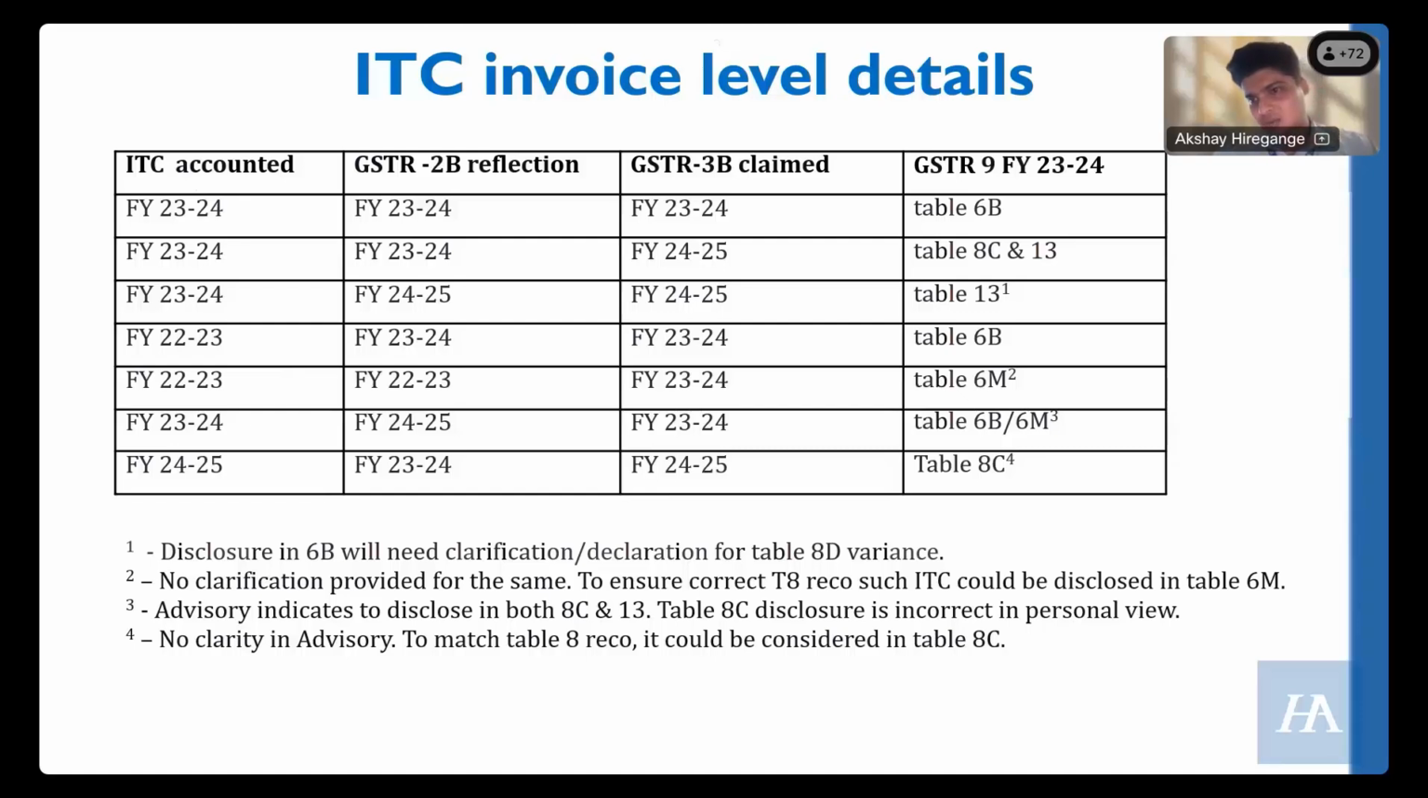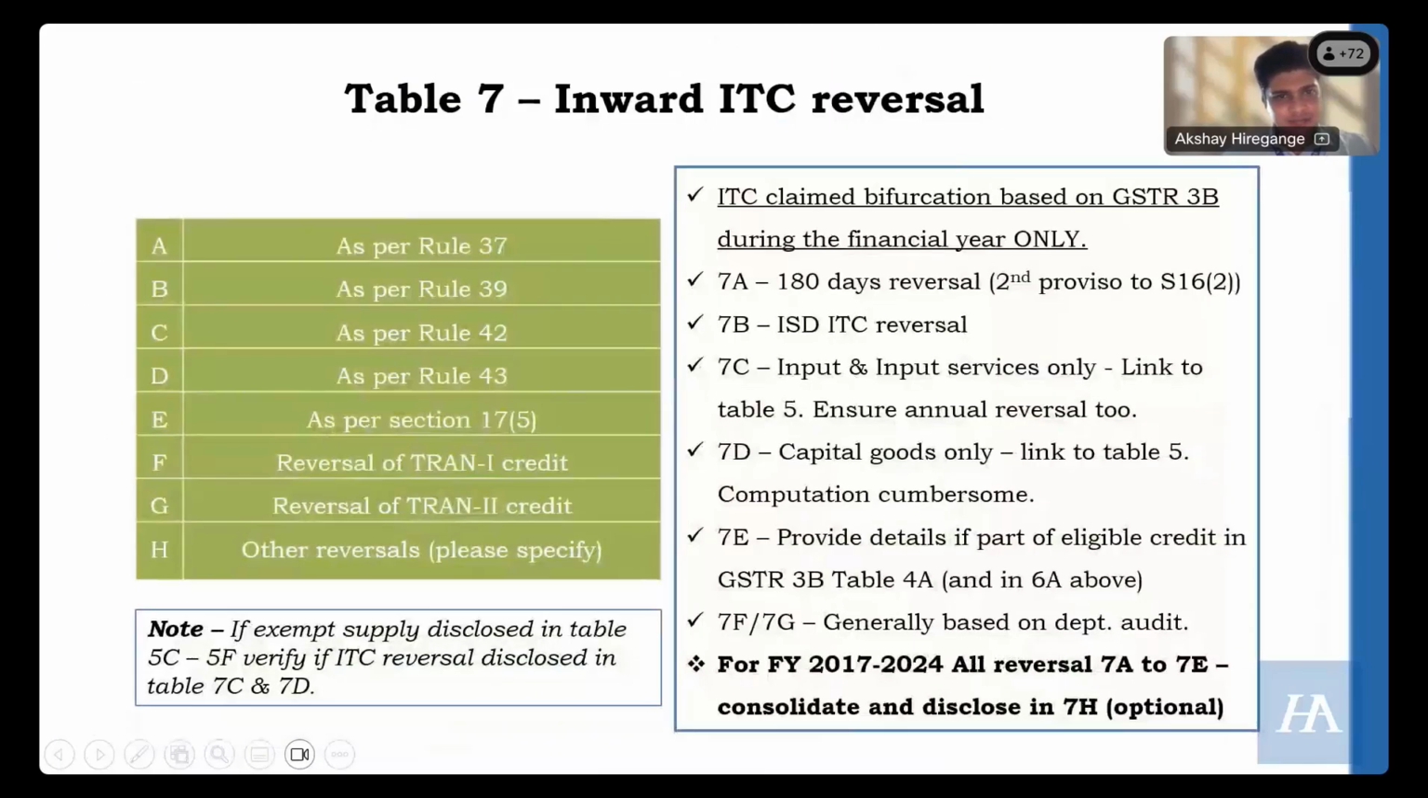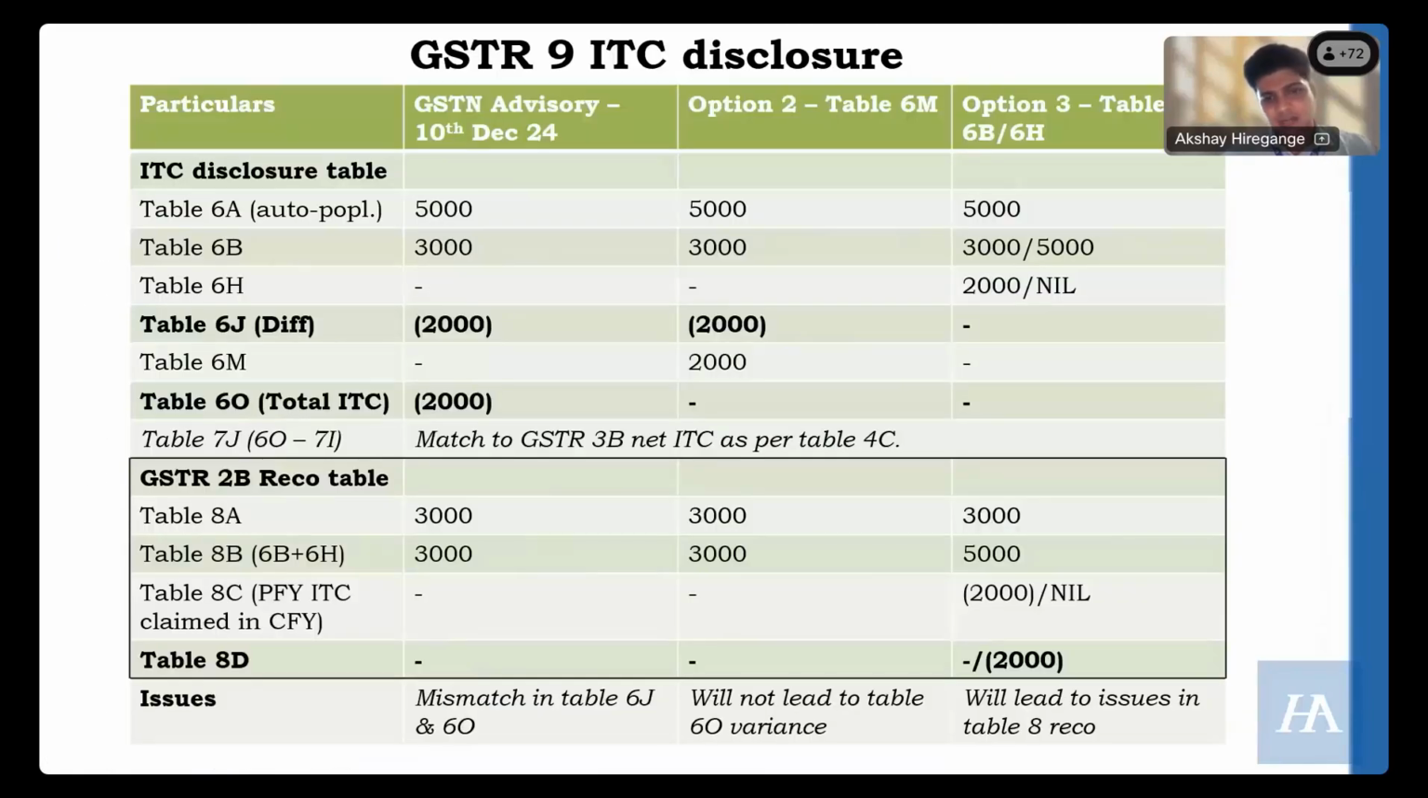What will happen is in 23-24, you can show it in 6M because the transaction is there only in this financial year, but it is part of the 2B of 22-23. So in your table 8, this transaction will not come. In table 8A, the transaction will not reflect. But if you show it in 6B, then there will be a mismatch. To avoid that mismatch, you can use table 6M.